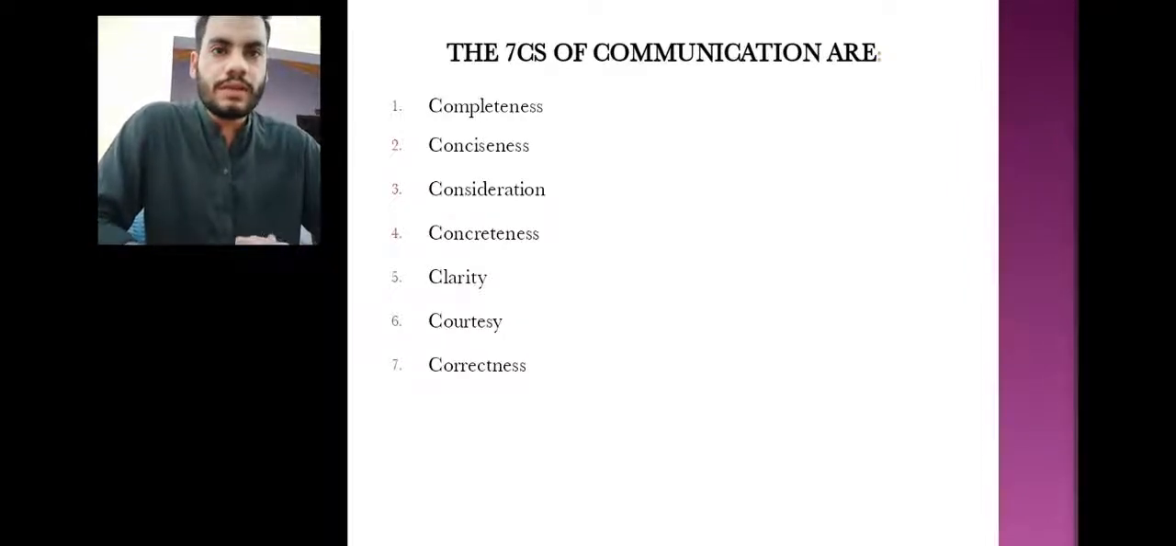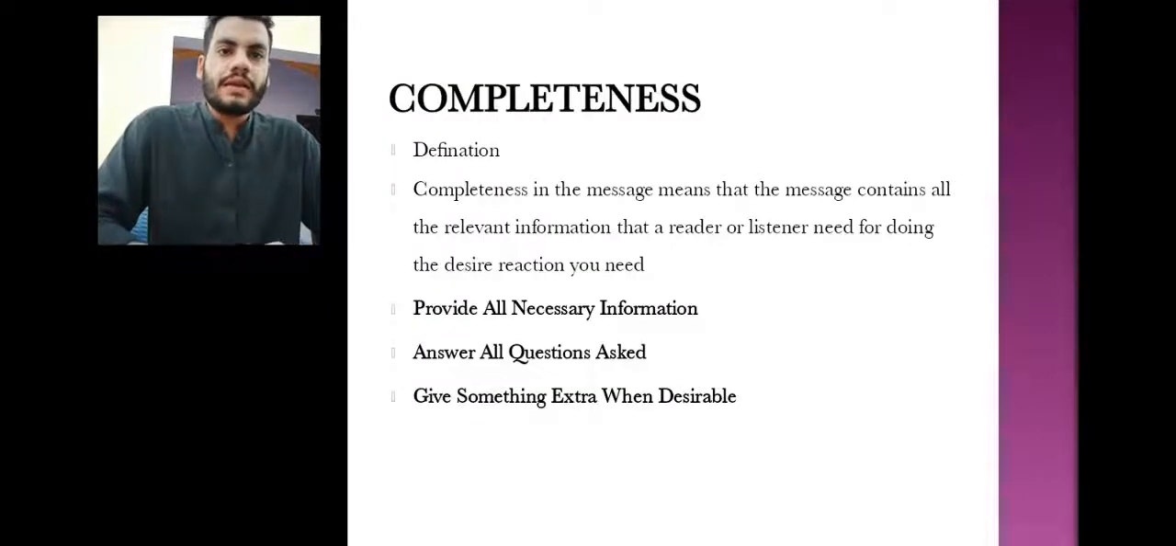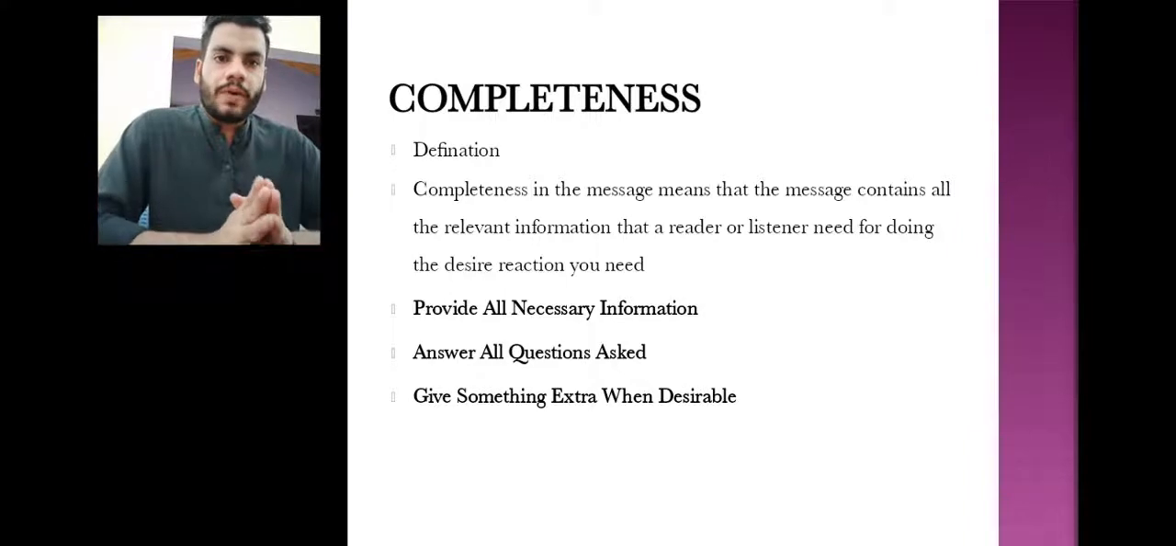The 7 C's of communication: completeness, conciseness, consideration, concreteness, clarity, courtesy, correctness. Completeness. Definition: completeness means that the message contains all the relevant information that the listener needs for doing the desired reaction. Provide all necessary information, answer all questions asked, give something extra when desirable.